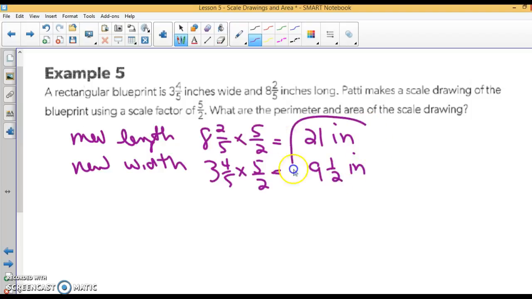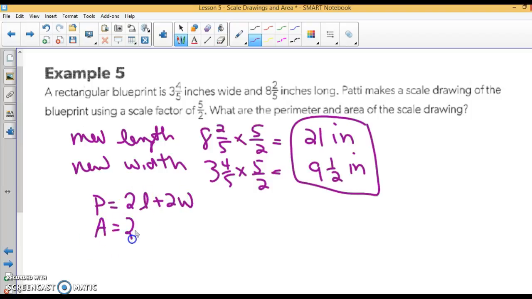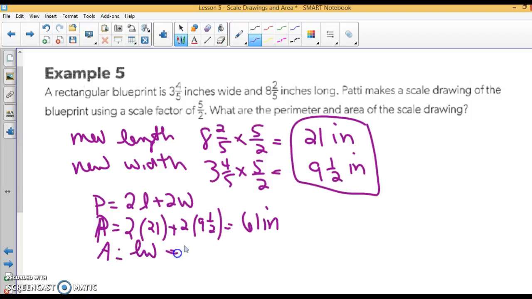Once you get our new dimensions, you are going to find your area and perimeter using the new dimensions. So our perimeter is going to be 2 times the length plus 2 times the width. So 2 times 21 plus 2 times 9 1/2 gives you 61, and we're labeling that inches because it's perimeter, it's linear. Area is length times width. So it'll be 21 times 9 1/2 gives you 199 and 1/2.